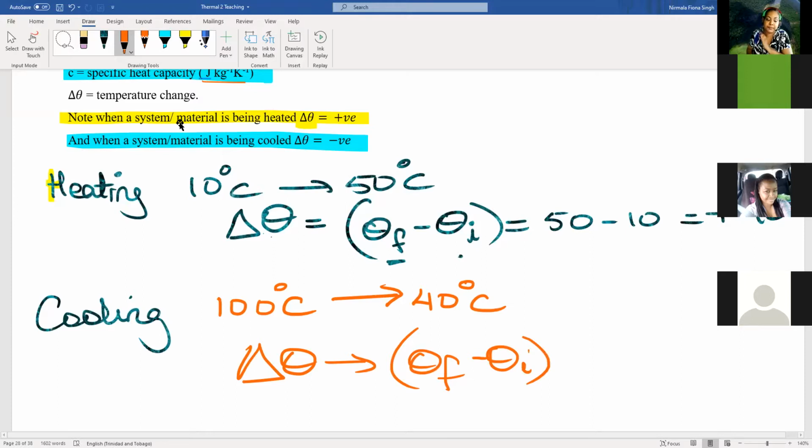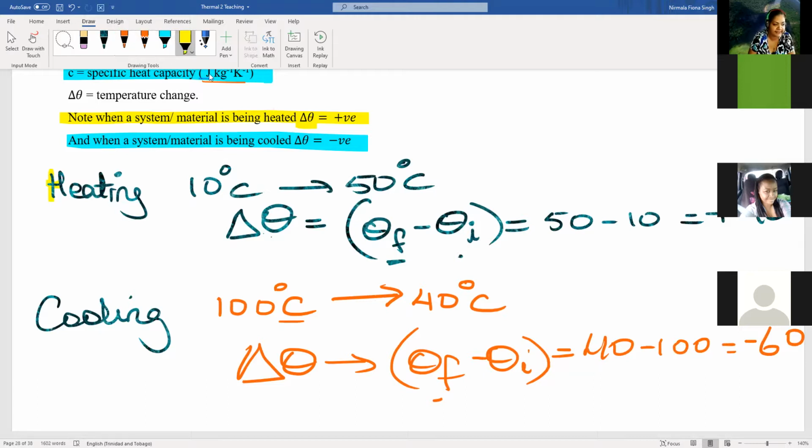And when it comes to the topic of thermal physics, we do two things. We can heat something up or we could cool it down. So where we start from and where we end up makes a difference. So here our final temperature would have been 40, our initial temperature was 100, and you're going to get minus 60. So this is why I said when something has a positive delta theta, it indicates that we're heating it up. And when it has a negative delta theta, that means we're cooling it down.